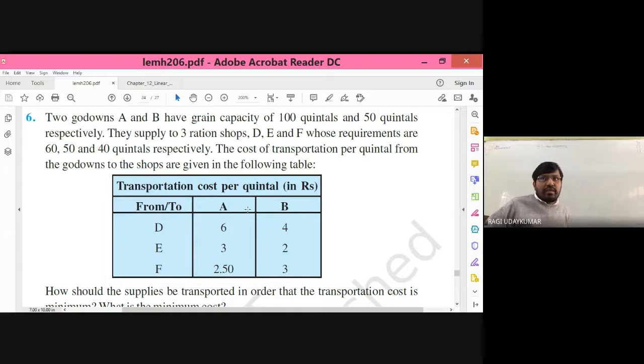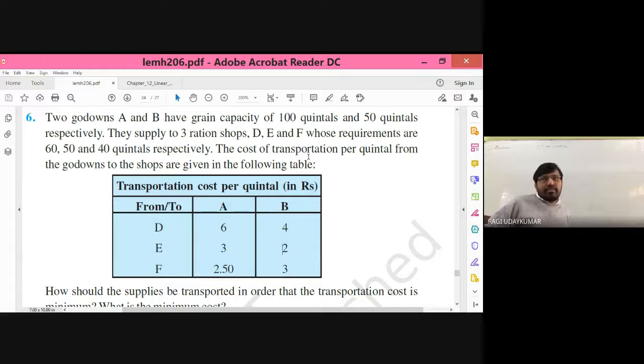The requirements are: ration shop D requires 60 quintals, which has to be fully met, and 50 for E and 40 for F. The cost of transportation per quintal is given to you in table format. The question is how the supply should be transported so that the transportation cost is minimum.